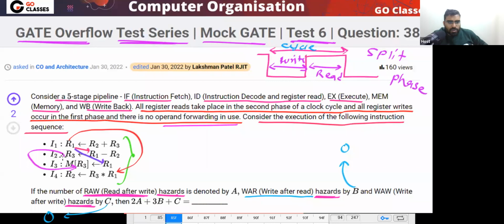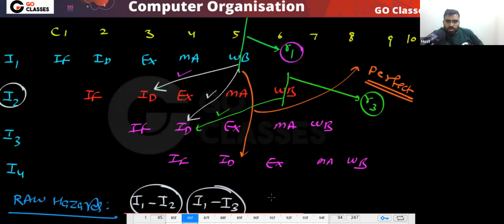Similarly, what about this one, from R3 to R3? I2, I4. You can notice I2, I3 is a hazard. What about I2, I4? Yes, that is also a hazard. I2, I4 is also a hazard.